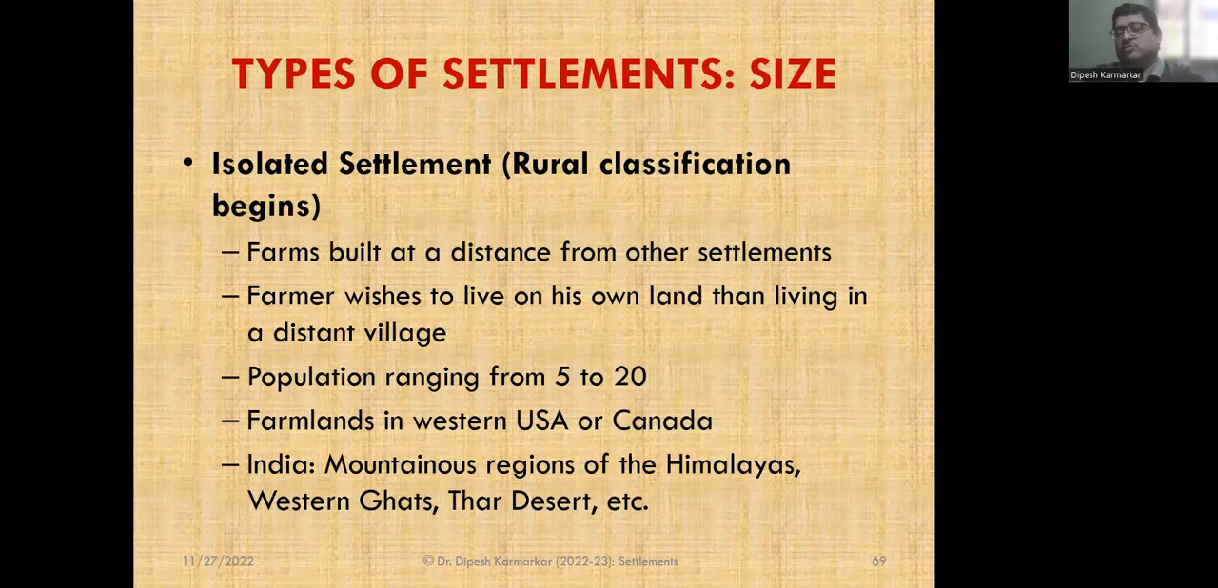Usually a farmer wishes to live on his own land or farmland rather than in a distant village, and therefore in a huge expanse of an agricultural farm, we find one house where the farmer's family is living, so that house becomes isolated from the rest of the settlement. Many farmlands in Western United States or Canada are examples of such isolated settlements. In India, such settlements are found in mountainous regions of the Himalayas, the Western Ghats, and the Thar Desert, etc.